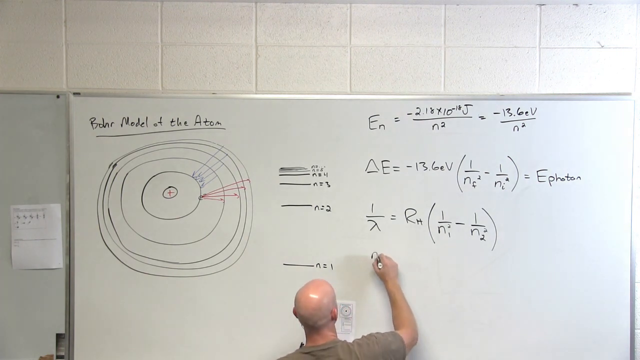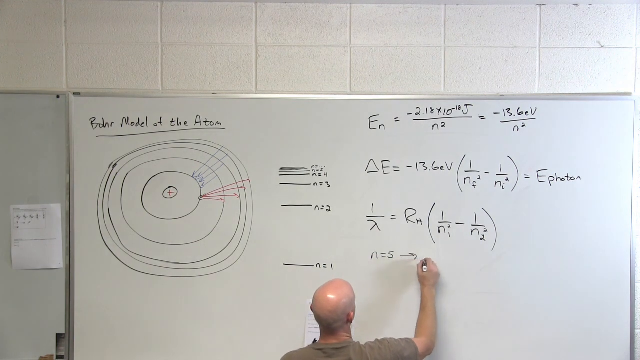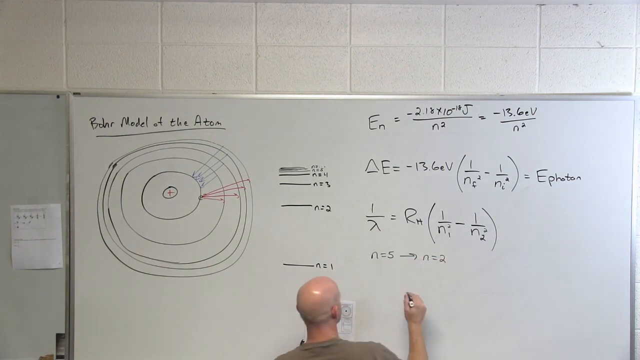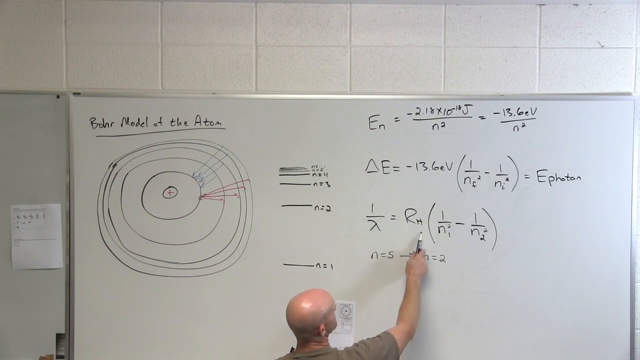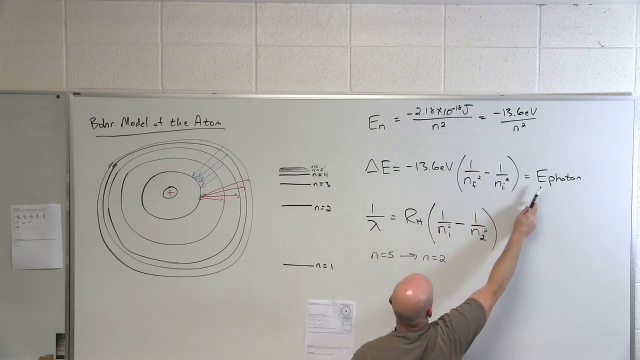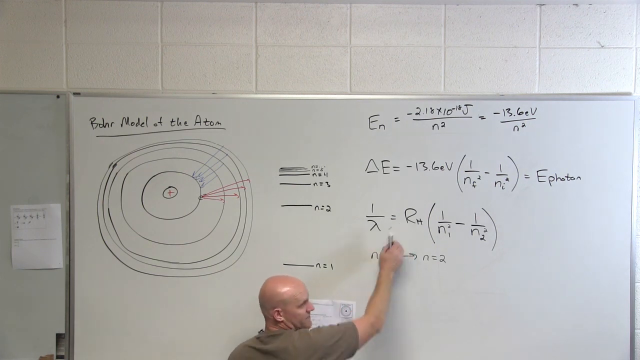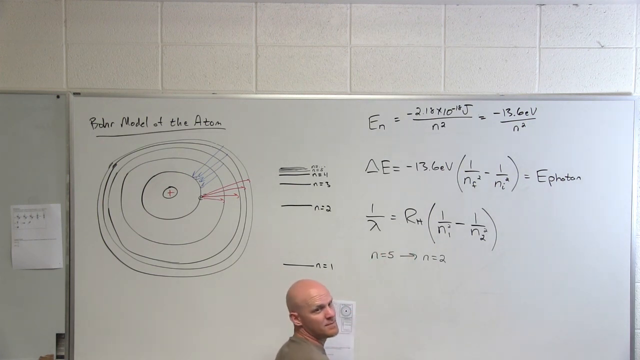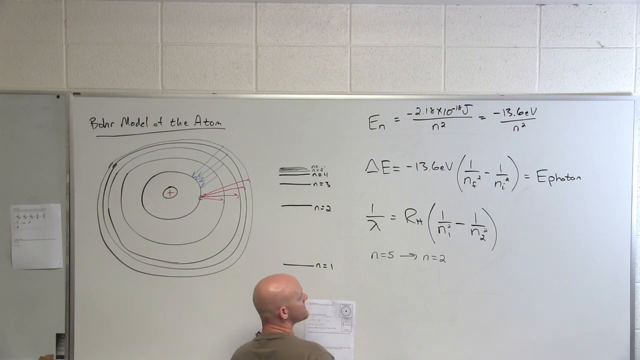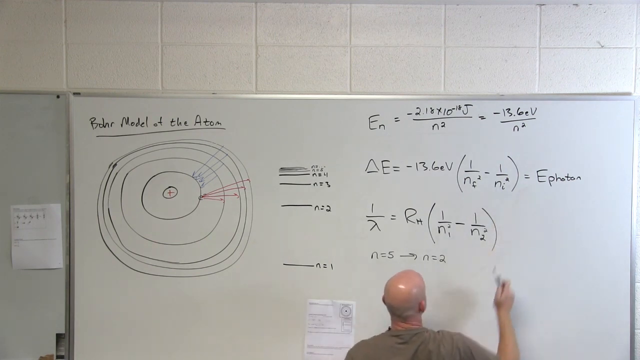So we want to go from the n equals 5 state to the n equals 2 state, and we just want the wavelength of the light emitted. So we can use this equation, or we can use this equation. It's really our choice. This one might be easier to use in this case since what we want is wavelength. But say we wanted the energy of the photon or the frequency, we might have gone this route instead.